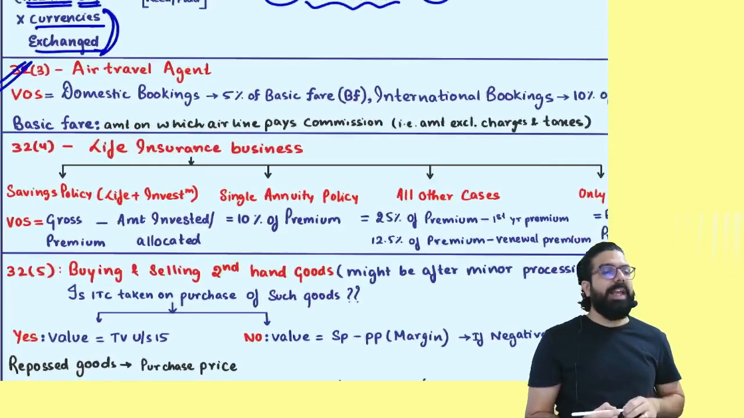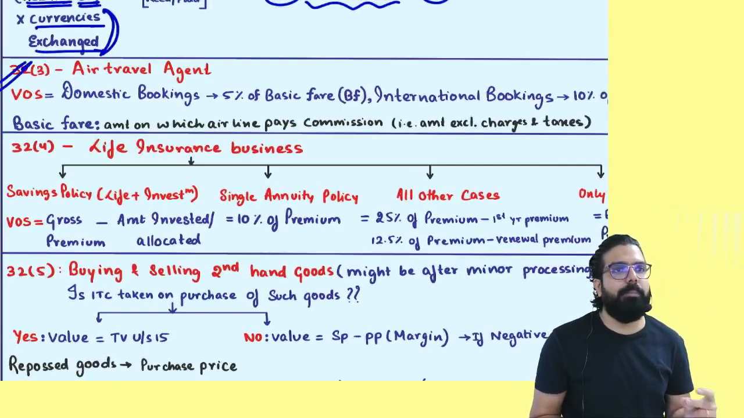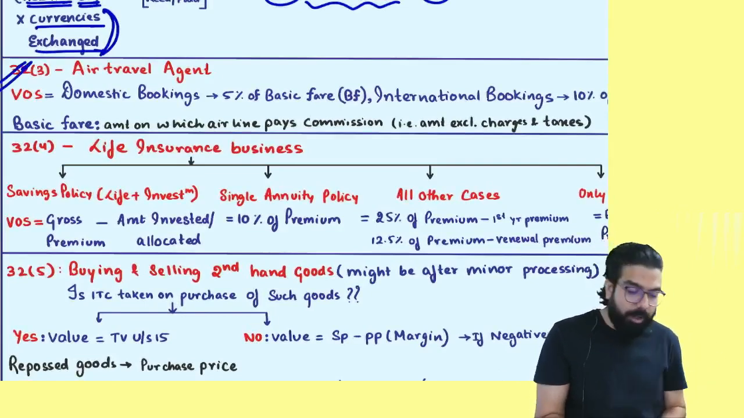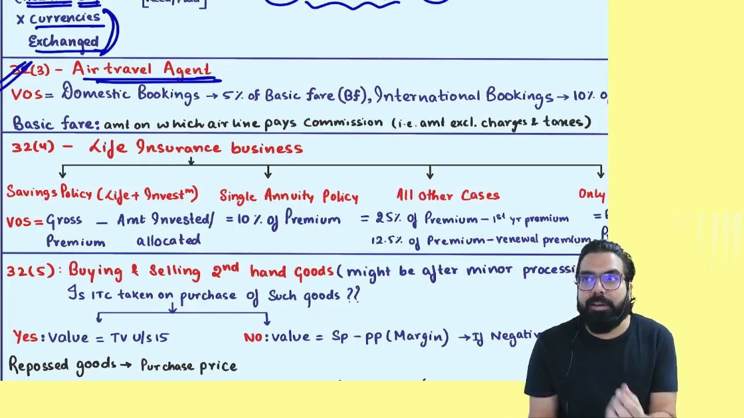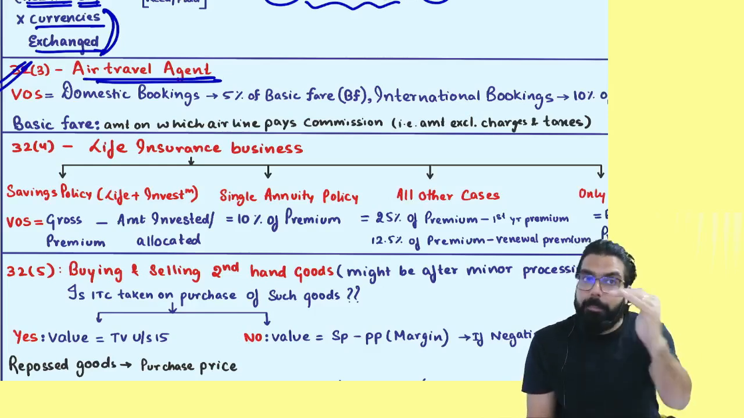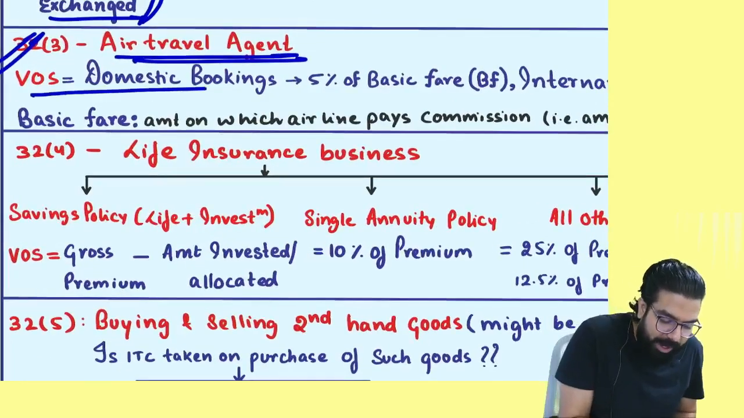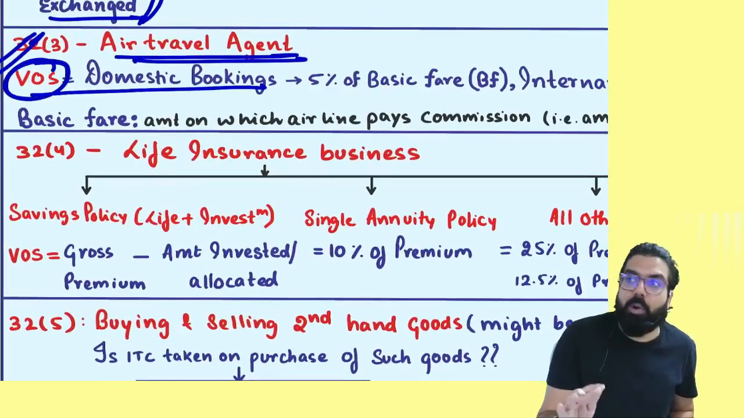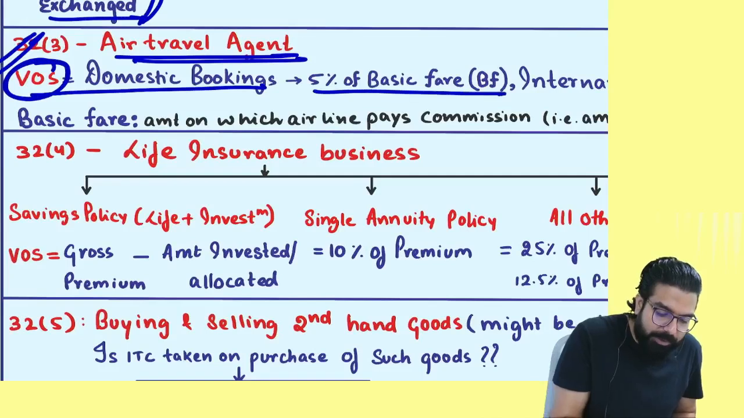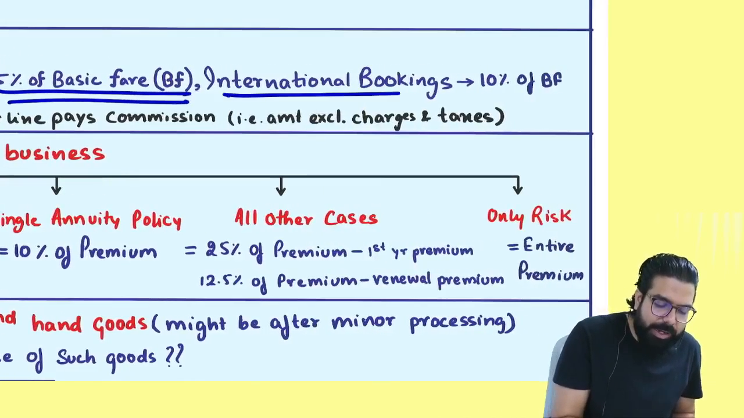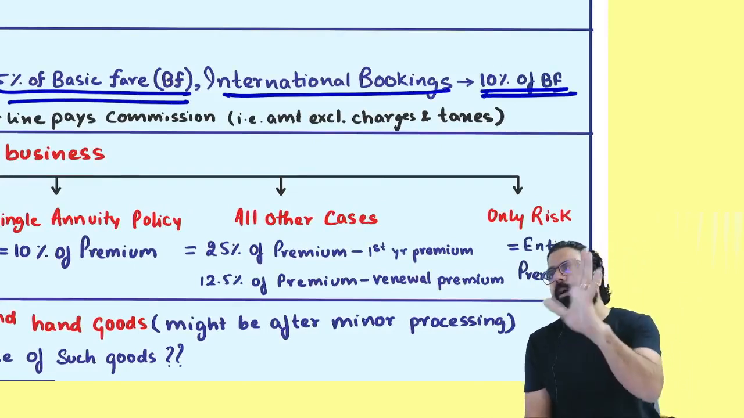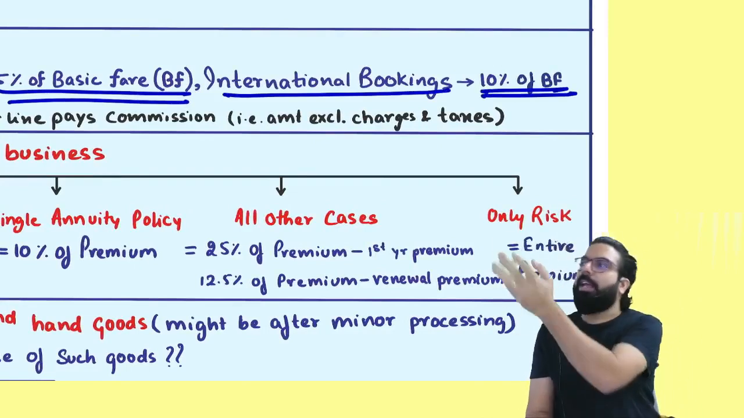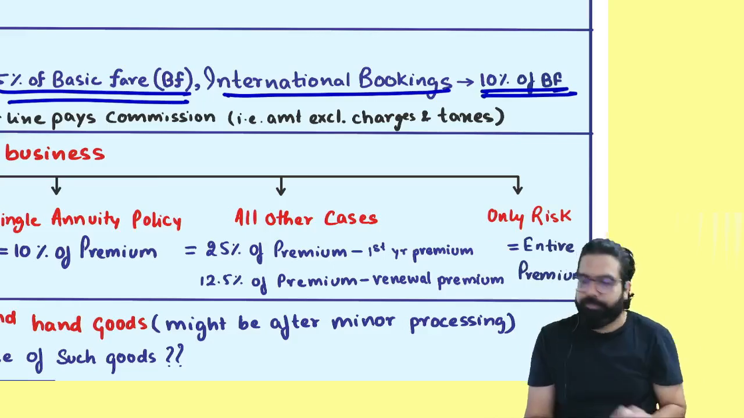Air travel. Always remember one thing: air travel services. If a person is providing air travel services, as an air travel agent, the agent makes commission. So if I am booking a domestic flight, my value of supply, if I want, I can deem as 5% of the basic fare. If I am booking an international booking, then 10% of the basic fare can be deemed as my value of supply, and on that I can pay the GST to the government.